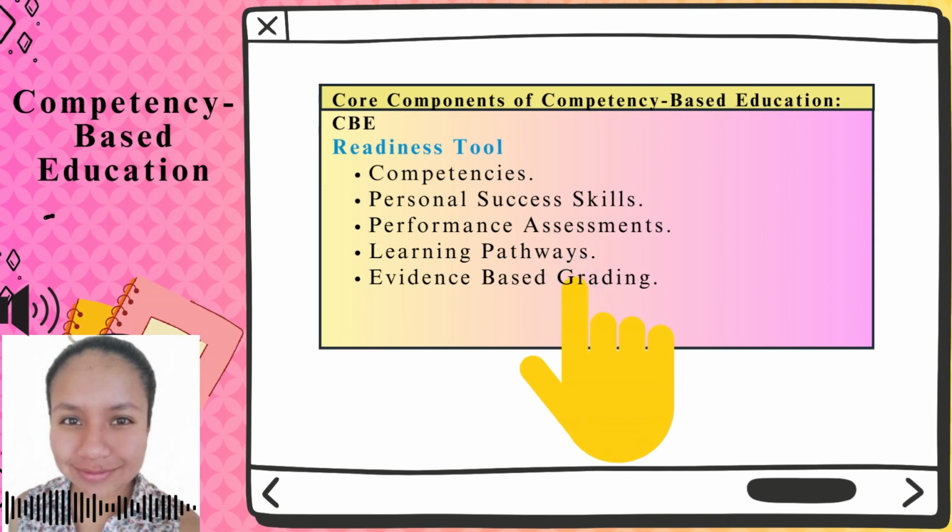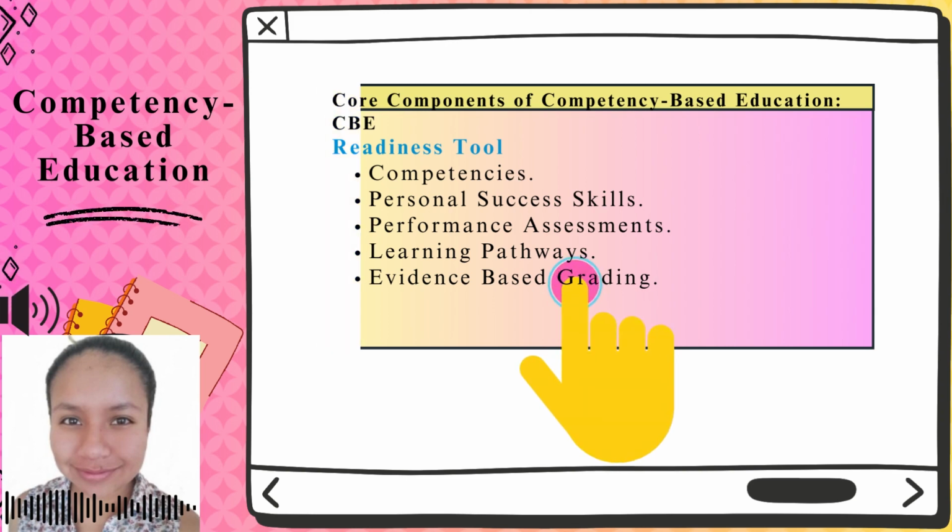What are the components of competence-based education? Competences, personal success skills, performance assessments, learning pathways, evidence-based grading.